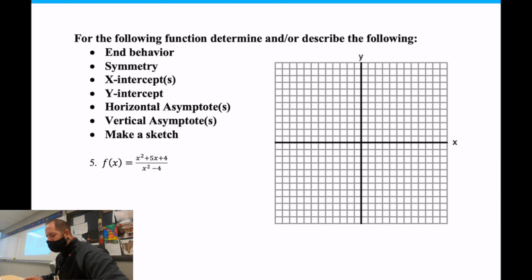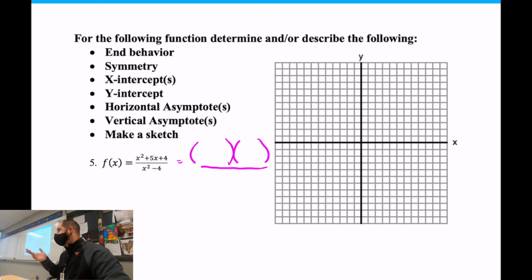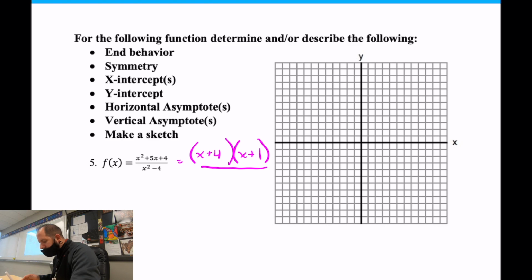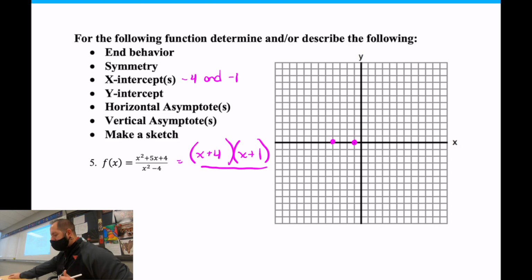Here's how it works. For x-intercepts, you have to factor the top. So if I factor the top of this fraction, this will give me all the x-intercepts. So if I factor that, that's x plus 4, x plus 1? So where are my x-intercepts? -4 and -1. Those are my x-intercepts. And yes, I do want you to list those out up above so I can clearly see it, and then I can see it on your graph too. Because sometimes the graph gets a little messy, so it's nice to see it up above so I can confirm it.